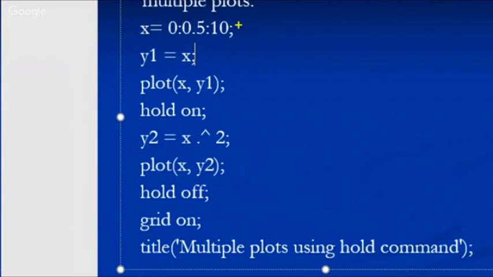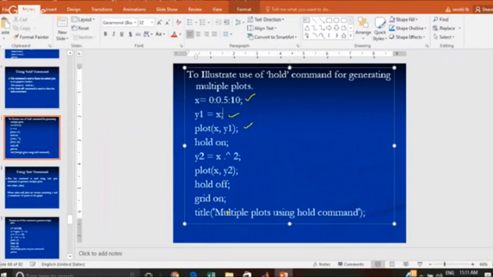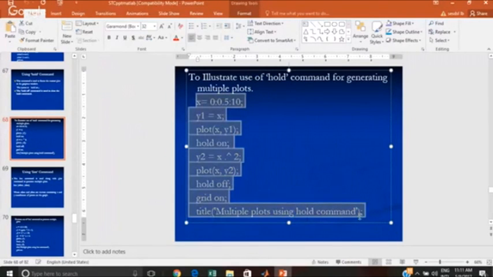X is a common thing I'm using. I am just defining y1, plot x comma y1. I'm holding it, hold on. Y2 I'm giving as exponential of x squared, that is my y2. Then plot x comma y2, hold off. So what will happen? This is held and then this is plotted, and when hold off, both will come together, and grid on. So this is a simple way of using the hold command to draw multiple graphs.